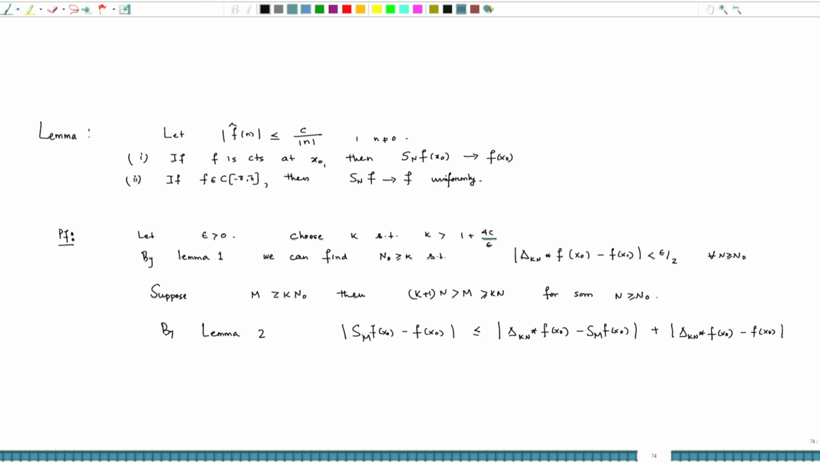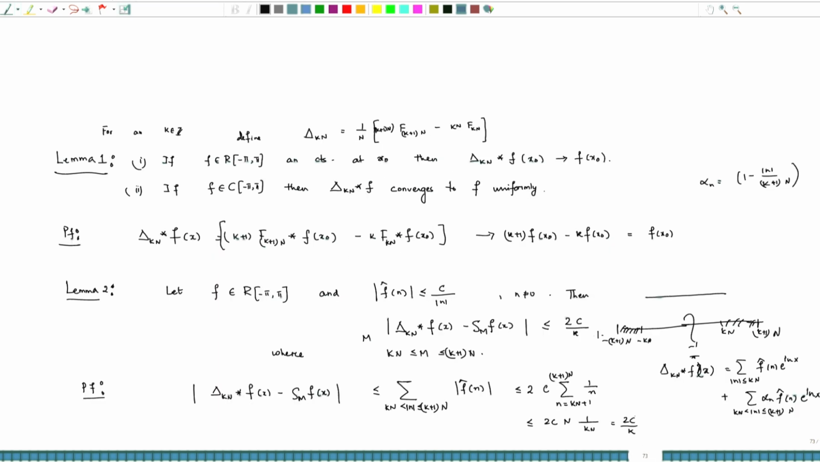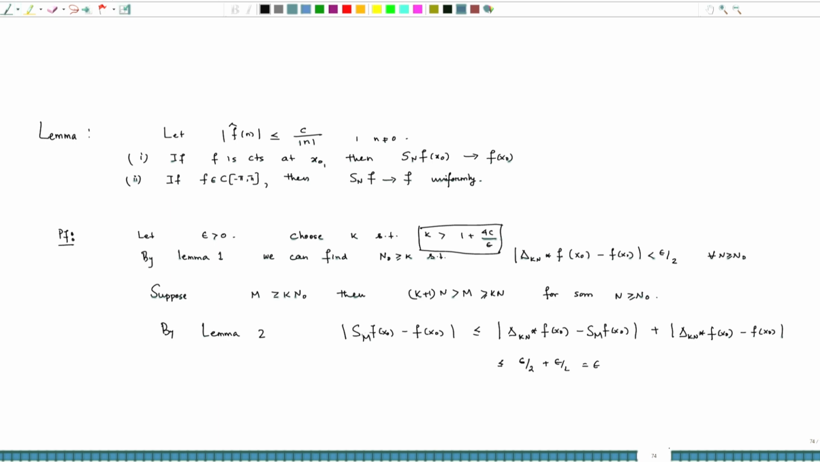Now the second quantity is less than epsilon by 2, and the first quantity by lemma 2 is less than or equal to some constant 2c by k. By our choice of k, this is going to be less than epsilon by 2 plus epsilon by 2, which is less than epsilon. This is where the clever choice of k is needed, because in lemma 2 what we have is 2c by k. And for f a continuous function, we know that this convergence is uniform, and exactly the same proof holds for the second part.